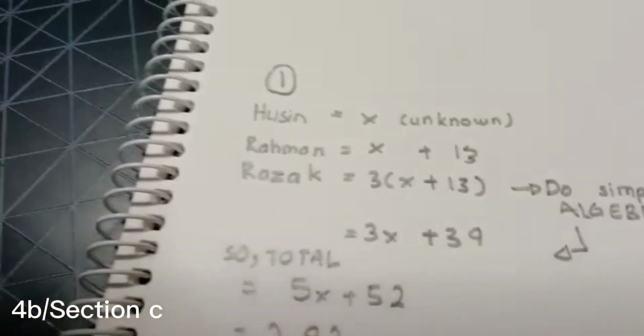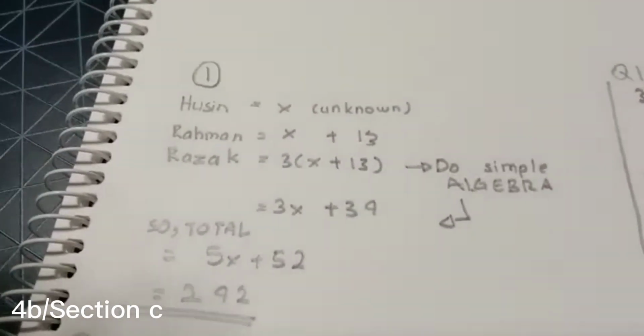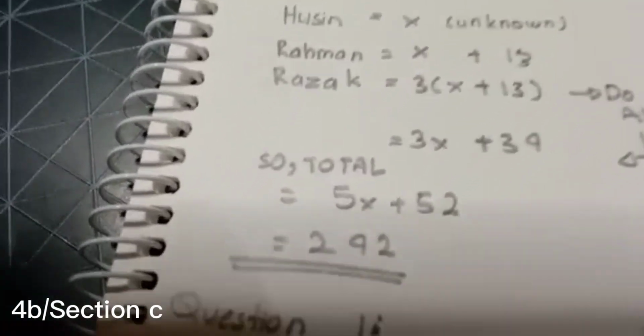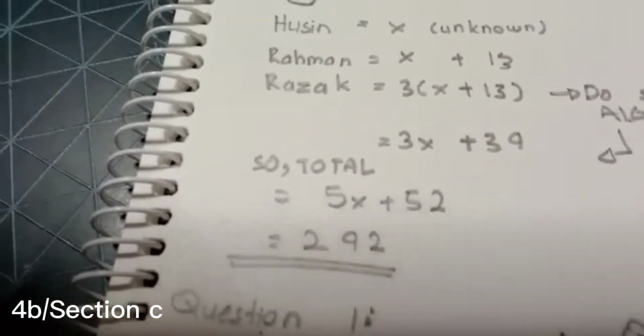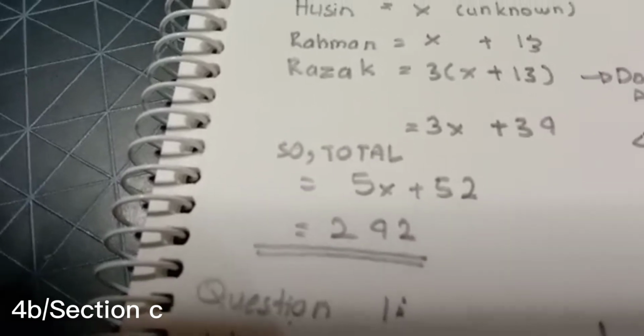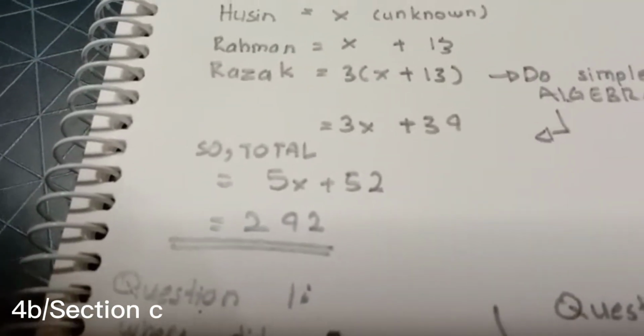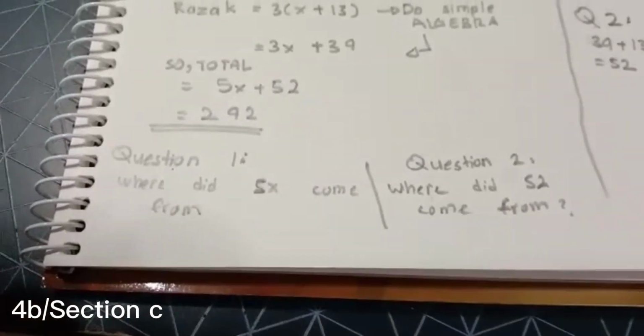So in the grand total of all the money combined, Hussein's, Rahman's, and Razak's, we got a grand total of 292. Now, you might be asking, where did 5x come from? And where did 52 come from? Good question. As you can see, I've already written it down. You see, I am 10 steps ahead of you.